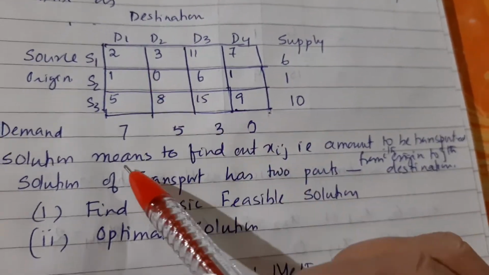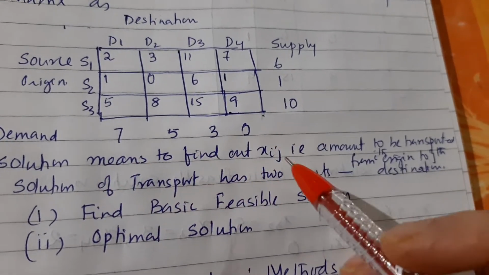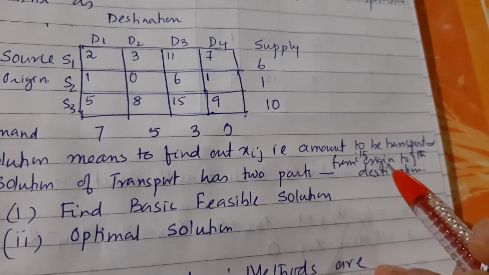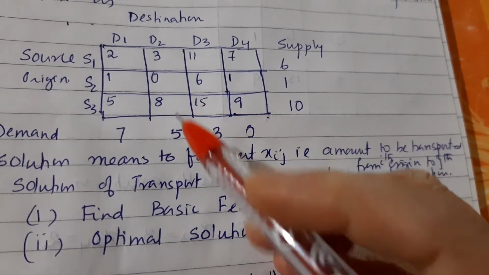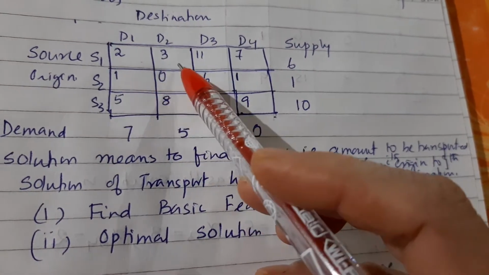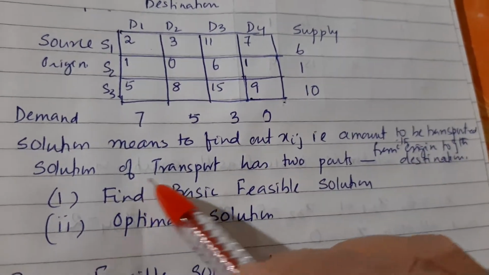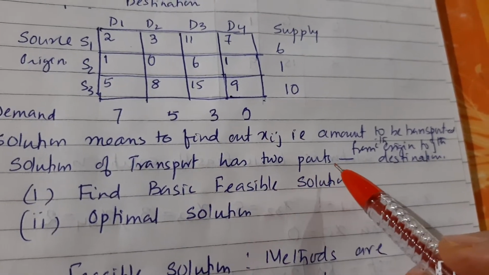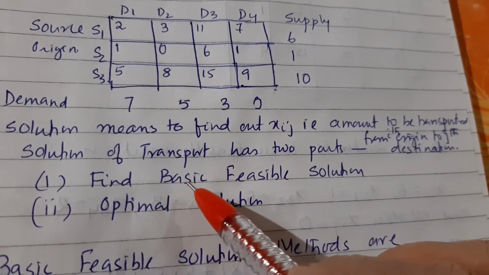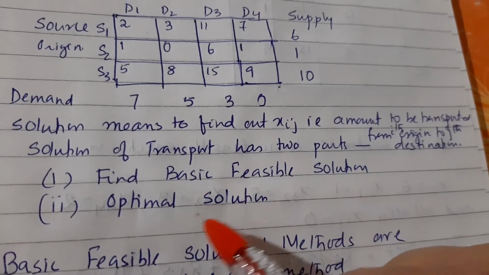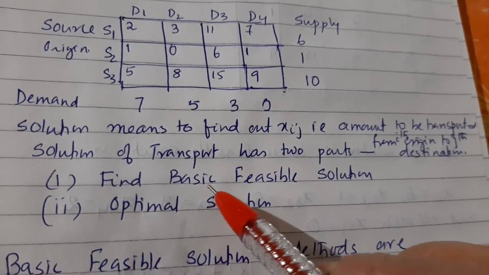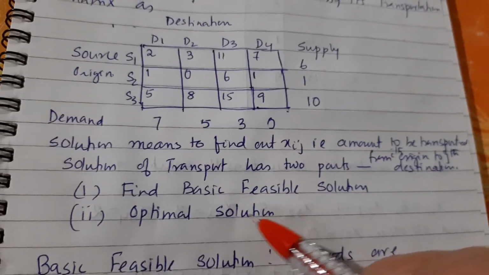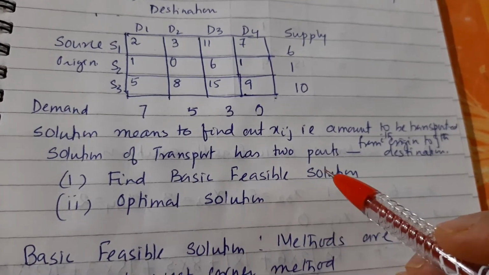Now, what does it mean by solution? Solution means to find out Xij, that is the amount to be transported from the ith origin to the jth destination. So, we want to find out x11, x12 and so on. Now, the solution of a transportation problem has two parts. Number one, to find a basic feasible solution, and then an optimal solution. Sometimes the basic feasible solution can be the optimal solution, but in most cases we can find an optimal solution after finding a basic feasible solution.